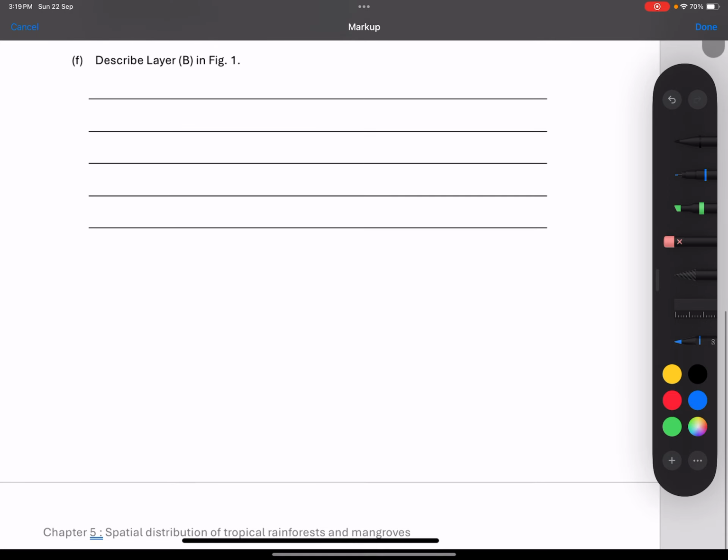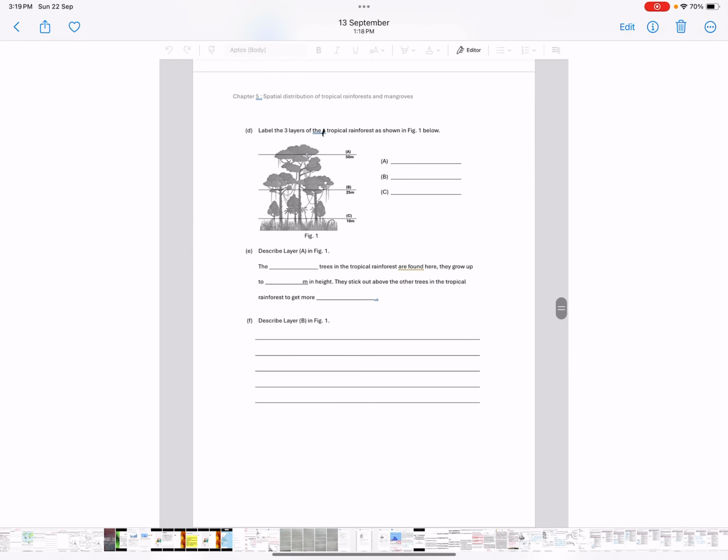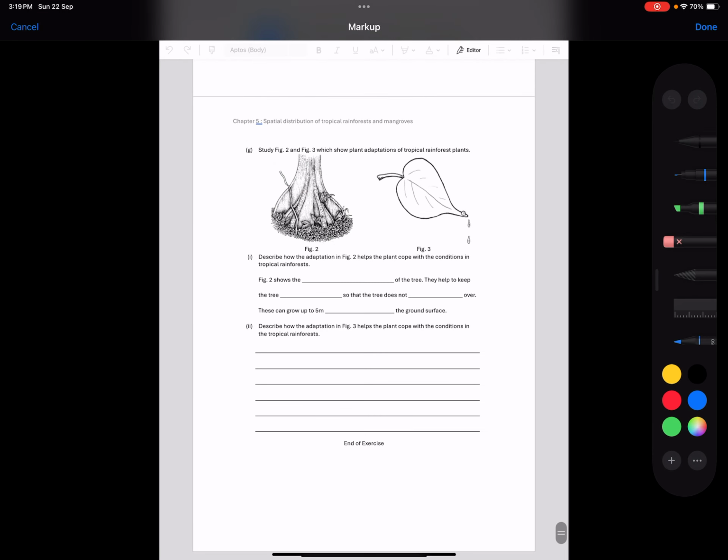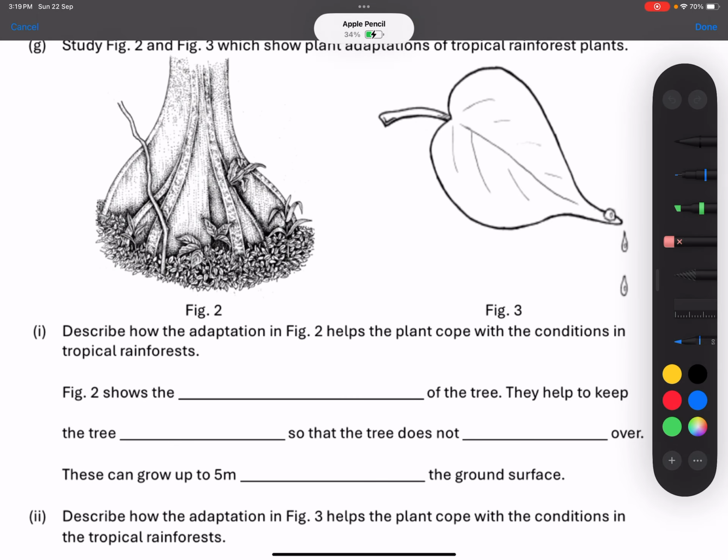Finally, let's look at the adaptation style questions. What are we looking for? We're looking for two basic things. Number one, are you able to identify the correct adaptation that is shown? Secondly, are you able to make a link between why the plant needs to have this adaptation to survive, and to thrive in the area that they live in?